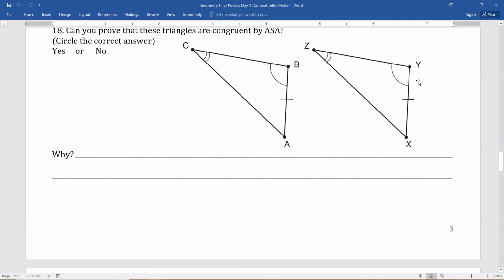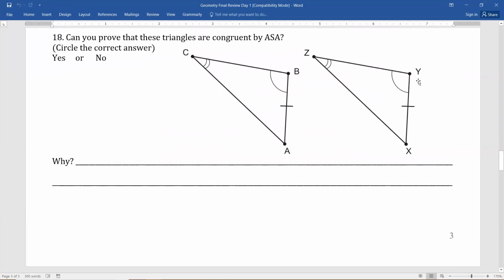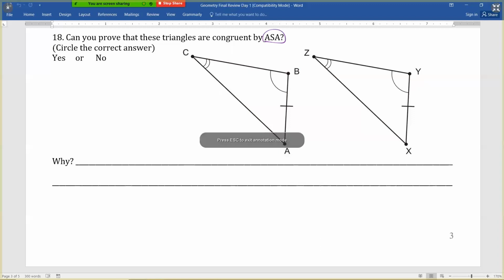Moving to question number 18. Can you prove these triangles congruent by angle, side, angle? So looking at angle, side, angle, order always matters. This means I must know two angles, and since the S is in the middle, the side must be included between those two angles I know information about. So looking at just the information they give us, not making any assumptions, the way this is written, you cannot use angle, side, angle.